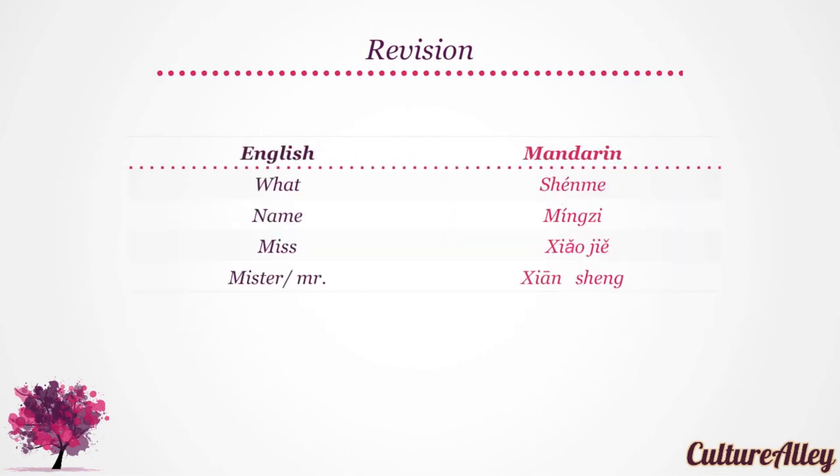Here are some other words we learned in the last lesson. What is translated as 什么? And name translates to 名字, while Miss translates to 小姐, and Mr. becomes 先生.